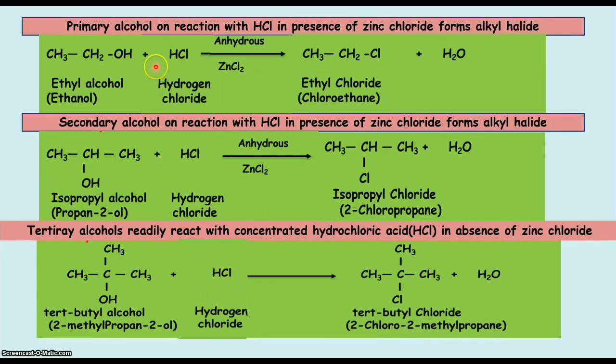Students, observe these three reactions properly. For the reaction of primary alcohol and secondary alcohol, we required anhydrous zinc chloride. But for the tertiary alcohol, reaction will take place in absence of zinc chloride, because tertiary alcohols are more reactive than the secondary and the primary alcohol. When primary and secondary alcohol react with HCl in presence of zinc chloride to form alkyl halide, this process is called Groove's process.